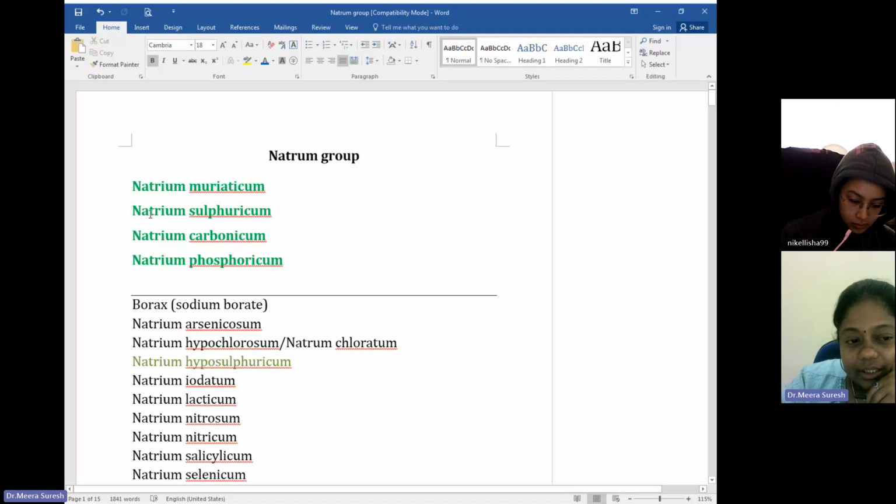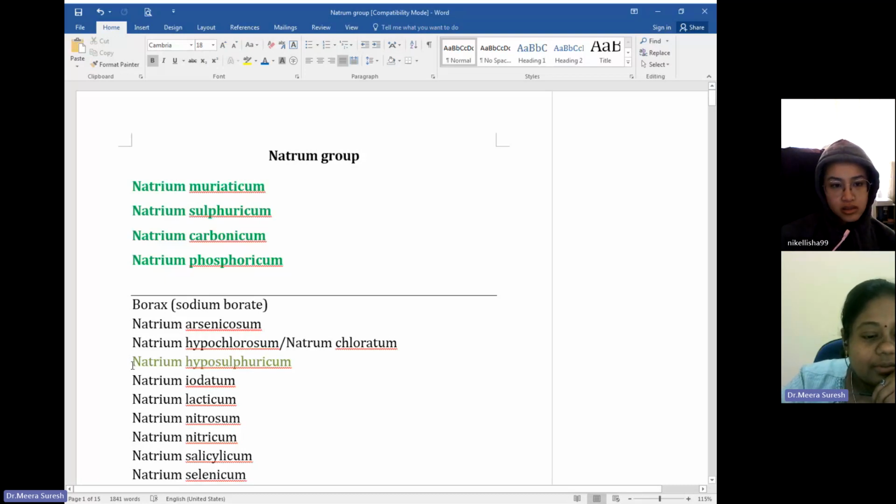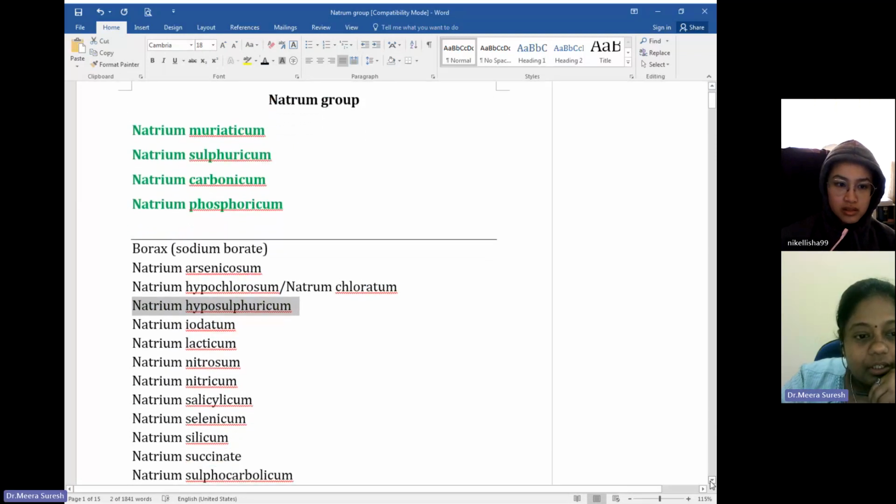Though the spelling is natrium, they also write it as natrum, and we also say natrum. The "ium" is not pronounced. So I really doubt what the exact or correct spelling is, because whichever book I referred to, it all showed natrium. So there is a confusion in the spelling. Anyway, it is the natrum group.